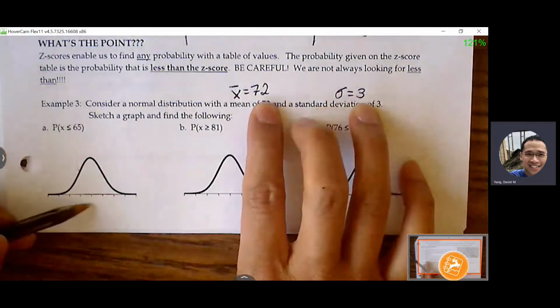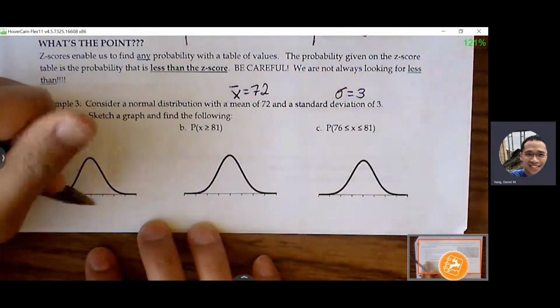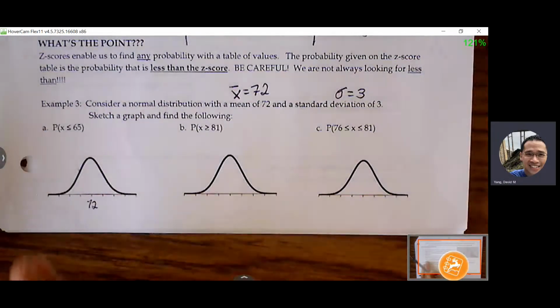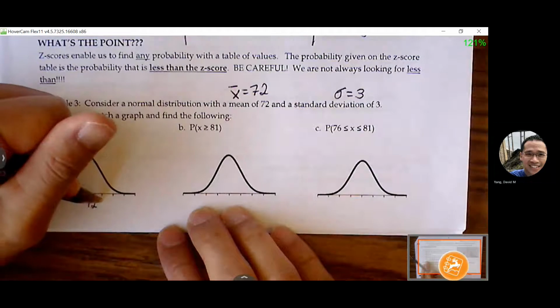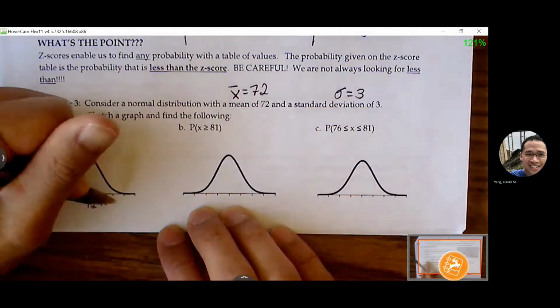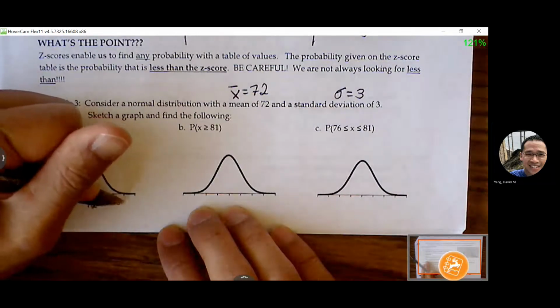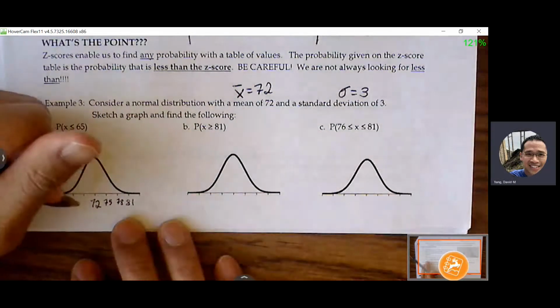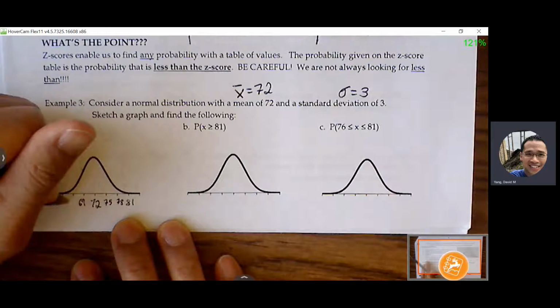Okay, let's build this a little bit here. So 72 is our mean. Add 3 to the right and subtract 3 to the left. Okay, if I subtract 3, I get 69, 66, and 63.